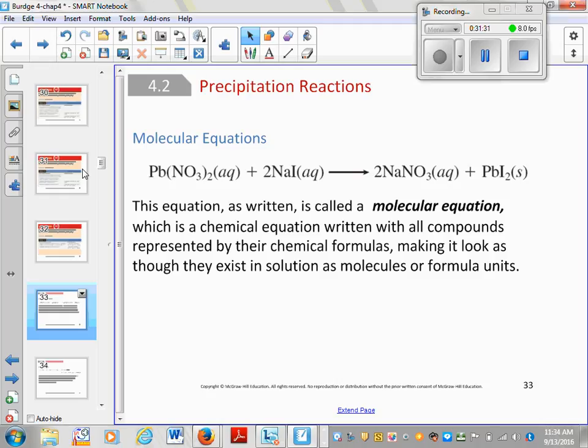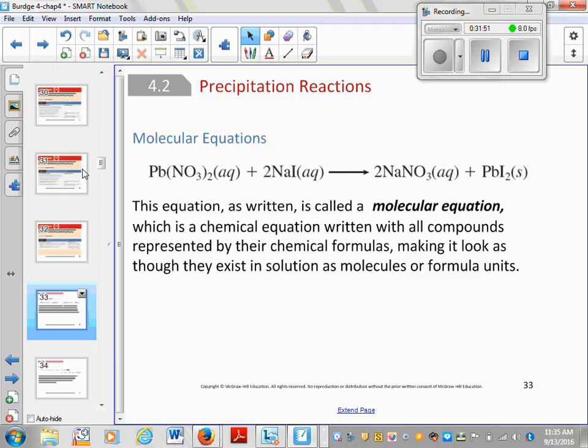So now we're going to talk about equations here, molecular equations. Everybody see the front of the board here when I write? That better? I'm never sure.